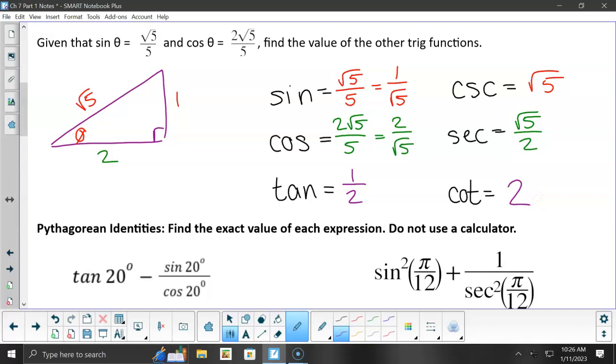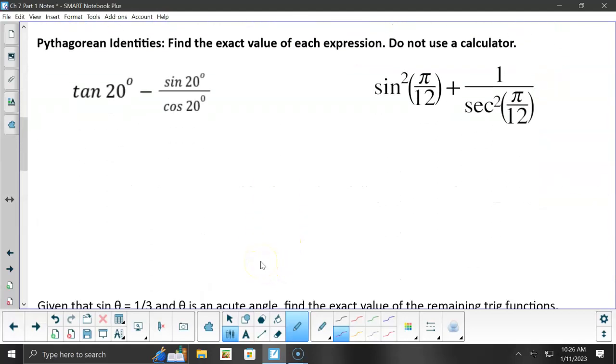All right, ready to scroll? Now, these have a bunch of space. We don't actually need all of the space for this, so don't panic.